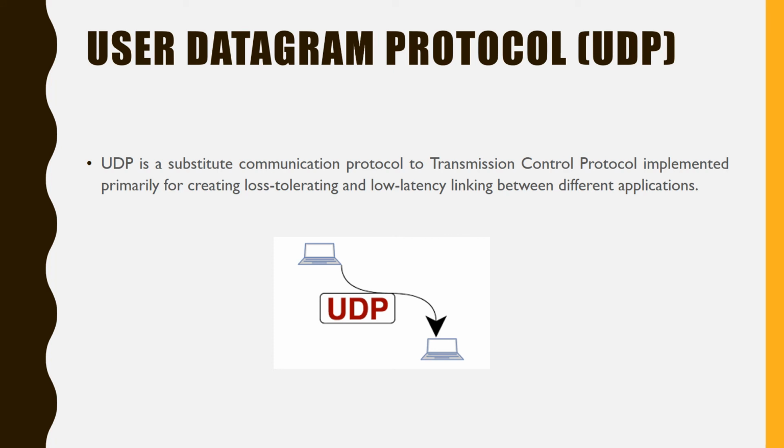Now UDP. UDP is the short form for User Datagram Protocol, a substitute communication protocol to Transmission Control Protocol, implemented primarily for creating loss-tolerating and low-latency linking between different applications. This type of protocol is used where we do not have an internet connection, or the devices are lying in the same sort of network. UDP is an alternate for the TCP protocol, and it is used in the local area network.